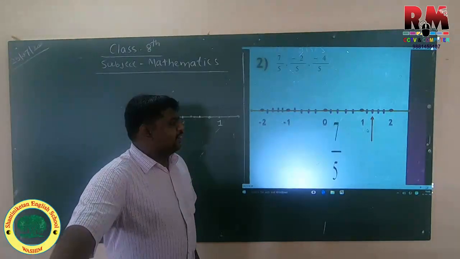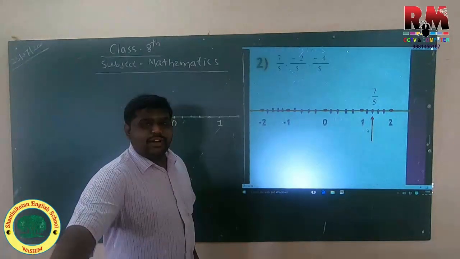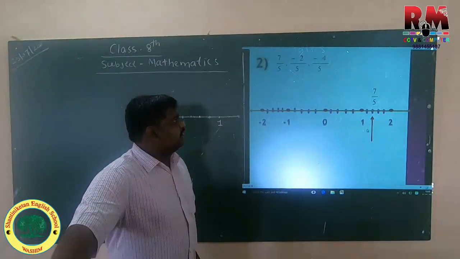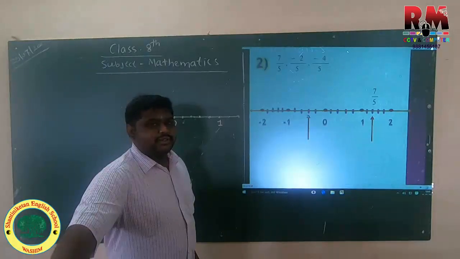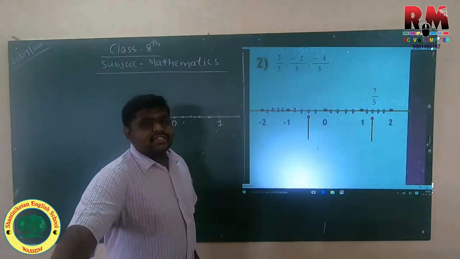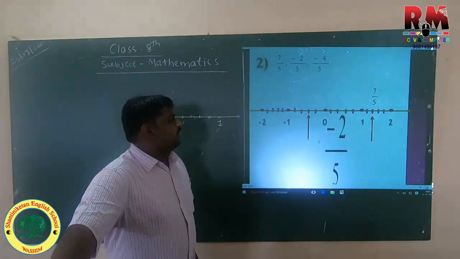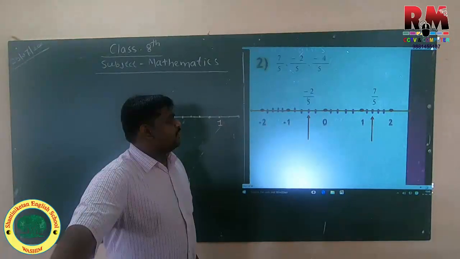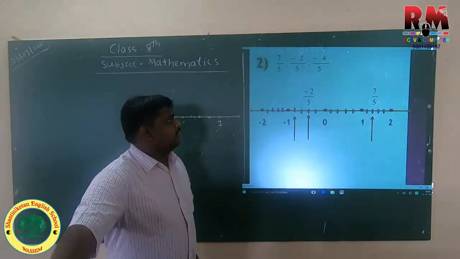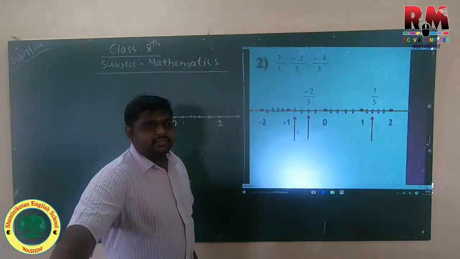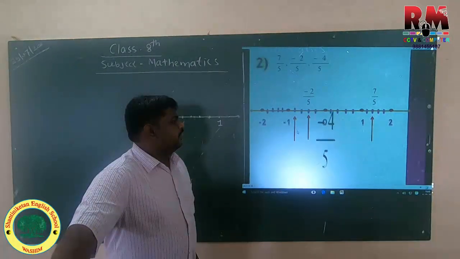Now minus 2 by 5. Minus 2 by 5 means the second dot on the left side of the 0. And where is minus 4 by 5? Minus 4 by 5 is the fourth dot on the left side of the 0. This is minus 4 by 5.